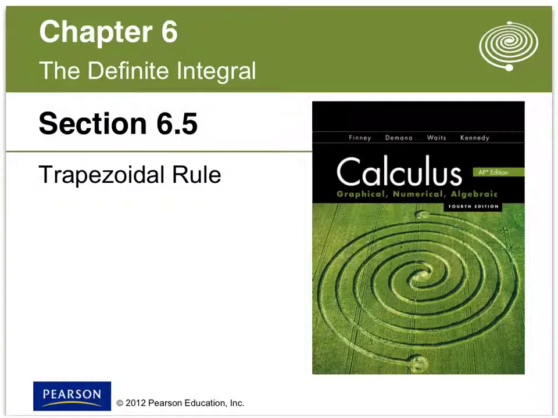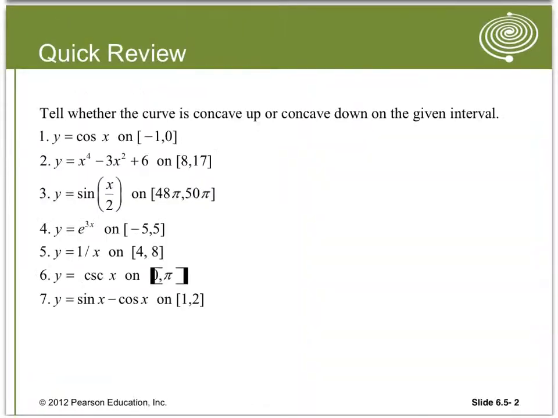Alright, here we go, taking notes on section 6.5, talking mainly about the trapezoidal. Going over some quick review questions on concave up and concave down. I'm assuming you're remembering that it takes the second derivative to be positive if it's concave up and the second derivative to be negative if it's concave down. Go ahead and push pause and take a couple minutes to see how many of these you can figure out.